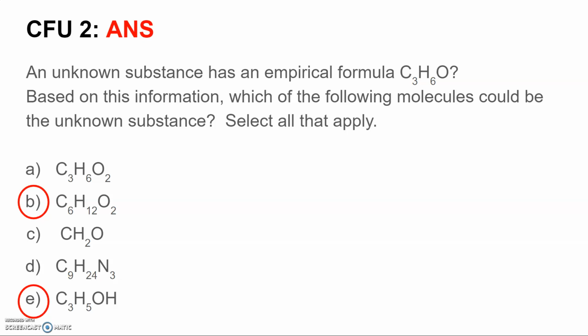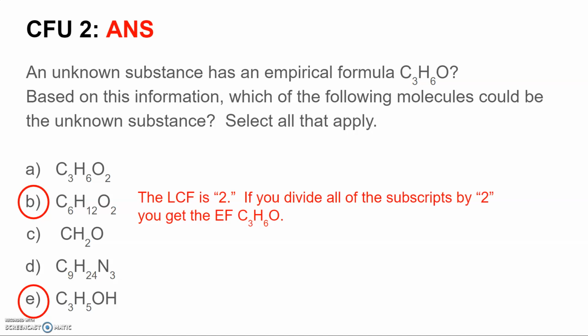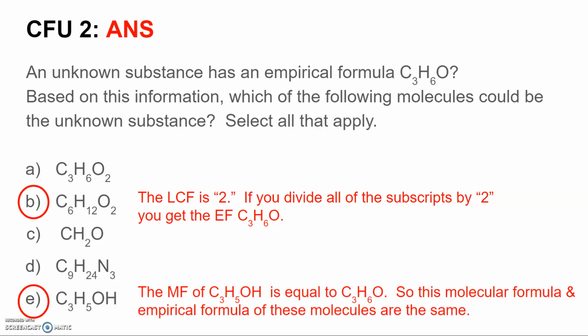Great, so here are the answers B and E. So in B, the least common factor is 2. That means you can simplify the subscripts 6, 12, and 2 by dividing them all by 2, right? And then when you do that, you're going to get C3H6O. The last choice, E, is also correct because the molecular formula, which is C3H5OH, is also equal to C3H6O, right?